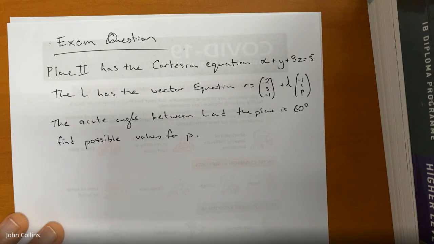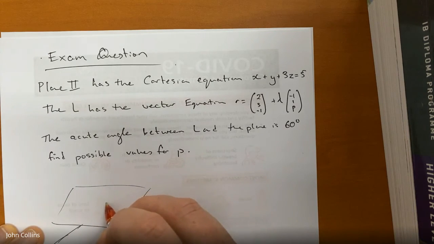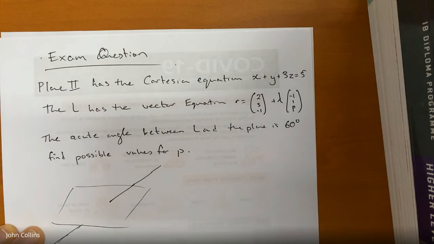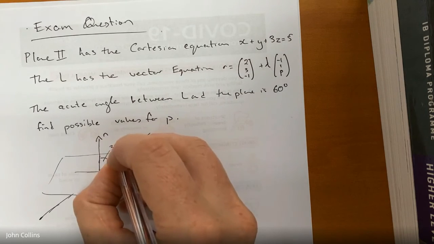Now let's start by the plane has a Cartesian equation. So we've got some plane here. We've got a line that intersects. You can draw this looking three-dimensionally. So it comes through it like that. And the acute angle between L and the plane, so that means this angle here is 60 degrees. And that means the angle between it and the normal vector is going to be 30 degrees. So find the dot product between that and the normal. So there's our normal up there, and there's 30 degrees.